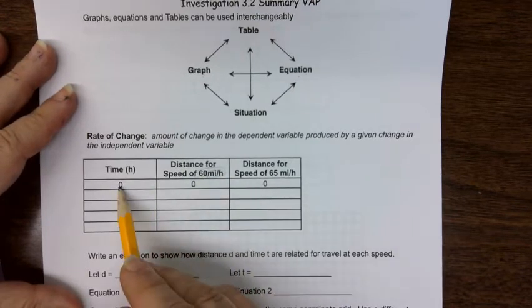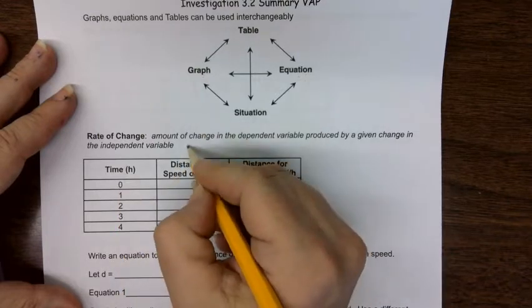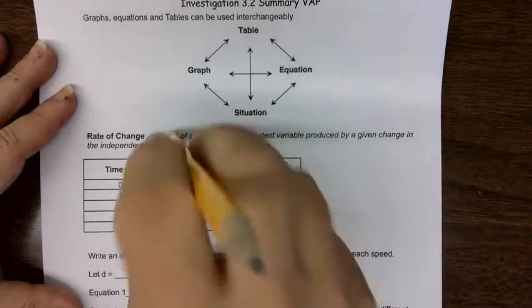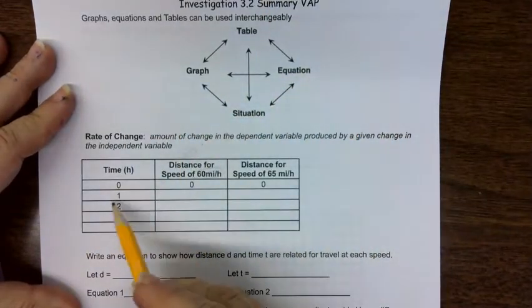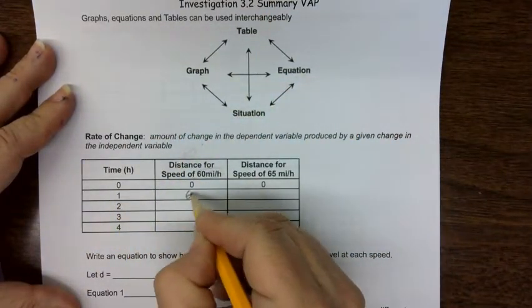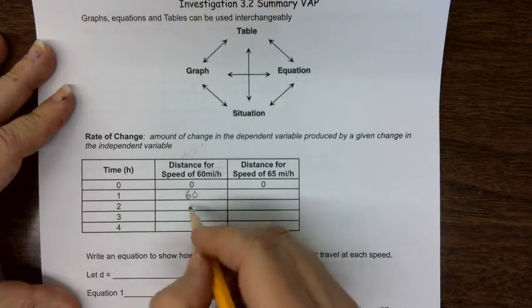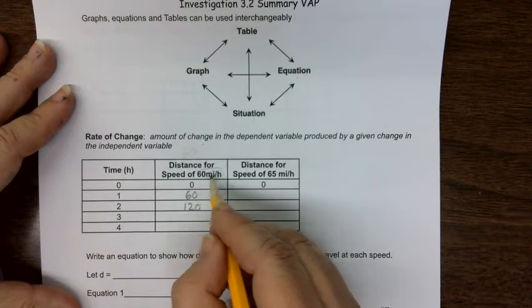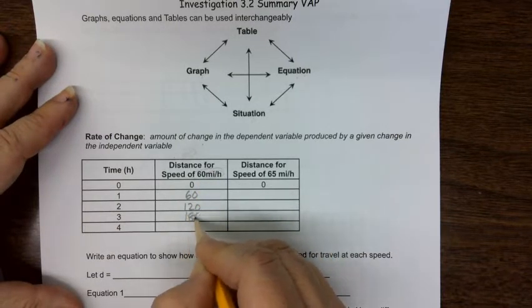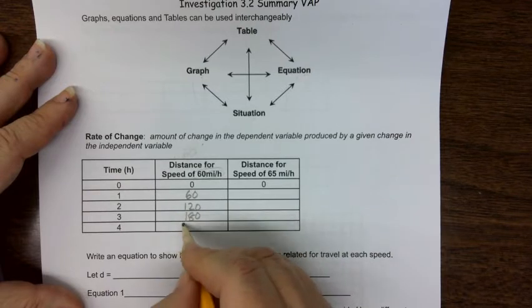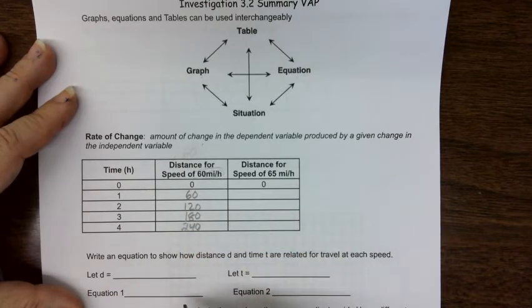So if I go 0 hours, basically I'm doing 60 in each hour. If I go 1 hour, I'm going 60 miles. If I go 2 hours, I'm going 120 miles. 3 hours, because again, each hour is 60 miles, I go 180, and then I go 240 in 4 hours.